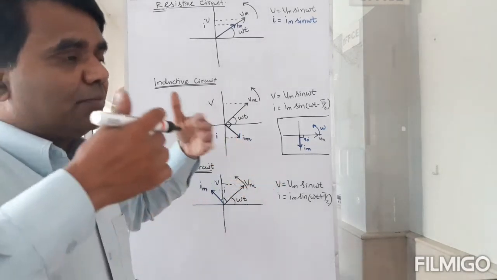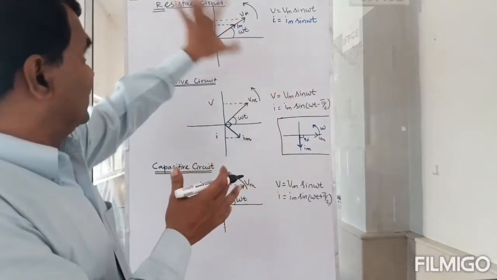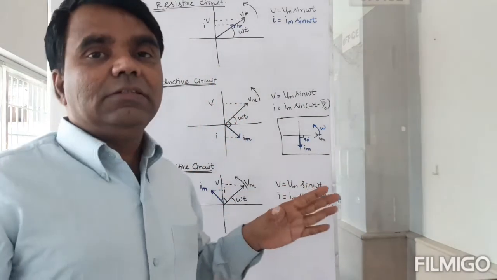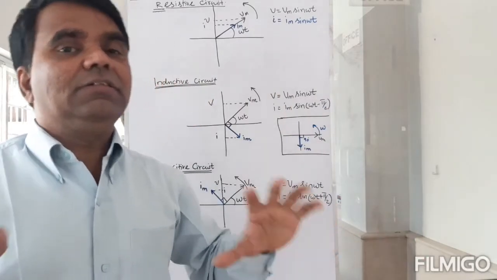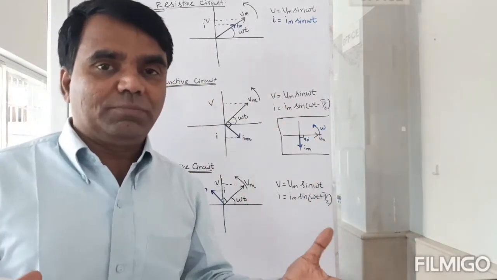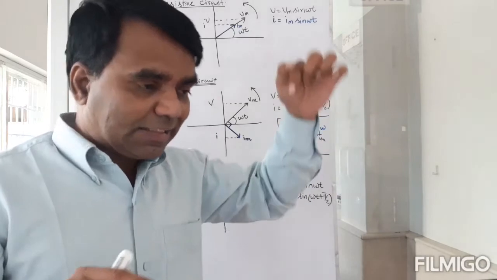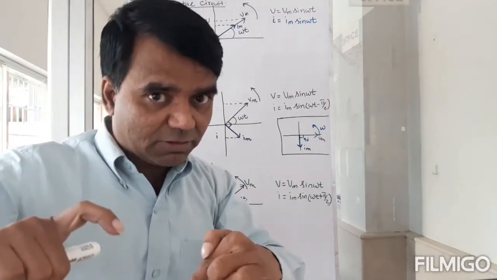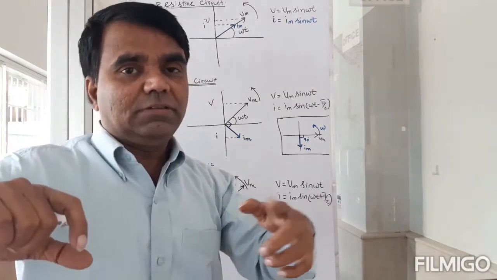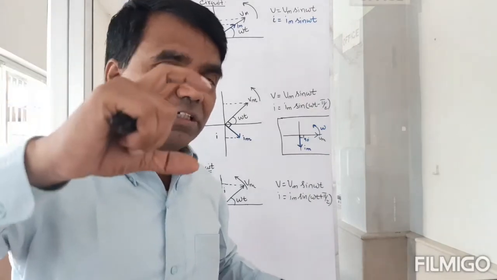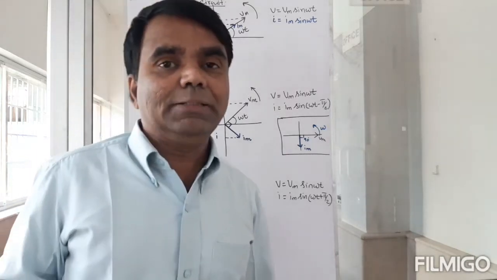Okay? And because in pure circuits like this, the applied voltage is equal to the voltage across the inductor or capacitor, we consider both of them equal. But this phasor relationship is between the current in the inductor and the voltage across the inductor, the current in the capacitor and the voltage across the capacitor, and the current in the resistor and the voltage across the resistor. That is this relationship. Okay?